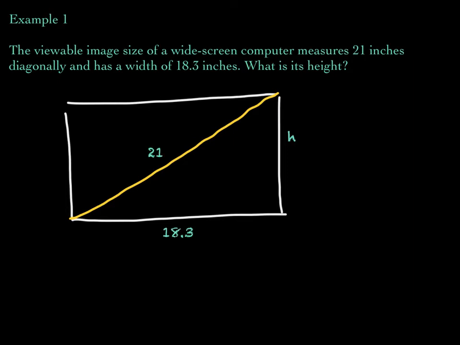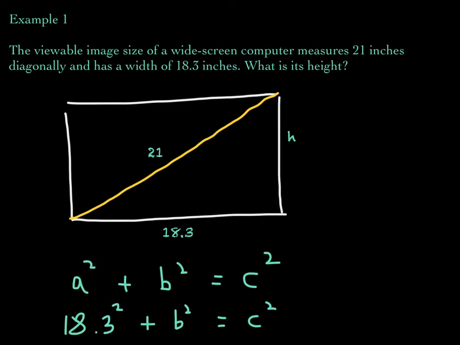So what we can do is use 18.3 inches as one of the legs. We are using 21 inches for the hypotenuse of this right triangle. And what we do not know is the height. So let's substitute these values into the Pythagorean theorem. So we have one leg squared plus the other leg squared is equal to the hypotenuse squared.